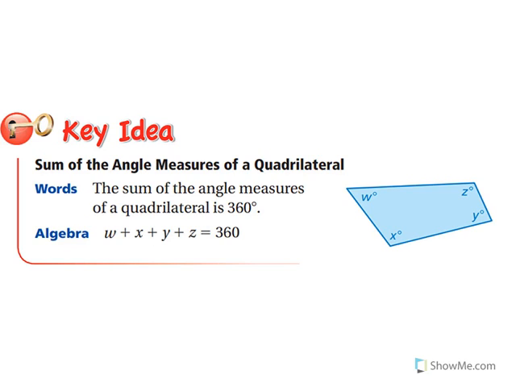But the key idea is this. With all quadrilaterals, no matter what they are, if you add all 4 angles together, they always equal 360 degrees. So if I have w, x, y, z, those are my angles. If you add w, x, y, z together, you're going to get 360. Every quadrilateral, this is true.